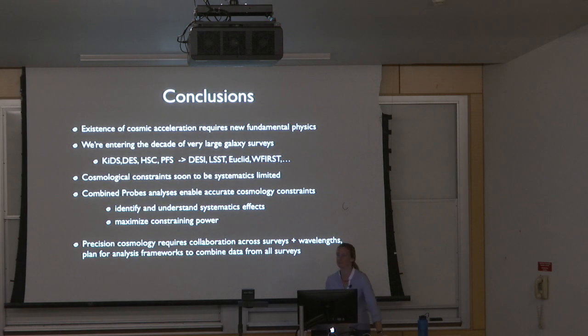And in conclusion, it's clear that the existence of cosmic acceleration requires new fundamental physics, but we are now entering the decade of very large surveys across the electromagnetic spectrum and across different measurement techniques, which will allow us to make progress on this. The cosmology constraints of most of these will soon be systematically limited, and we will have to use the dependence of the different probes on systematics to make progress towards accurate cosmology constraints. First of all, by combining probes to identify and understand systematic effects, and then, after we've done that, to maximize constraining power once we've gained consistency.